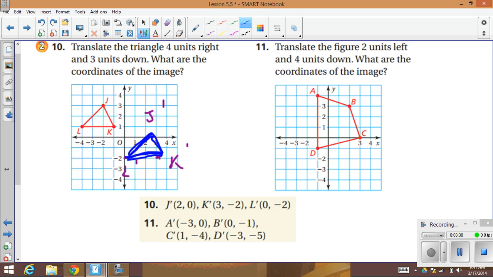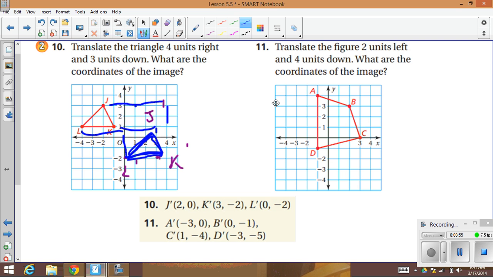Okay, I took every point and moved them 4 to the right and 3 down. Okay, so the coordinates for 10 are going to be for J prime 2, 0, for K prime 3, -2, and for L prime 0, -2. Okay, so that's your best bet on checking your answer.